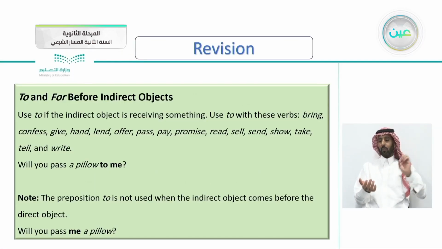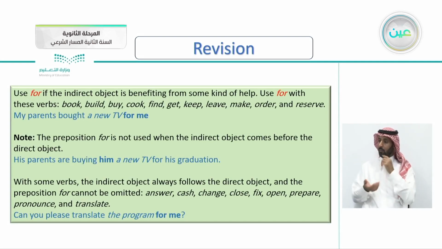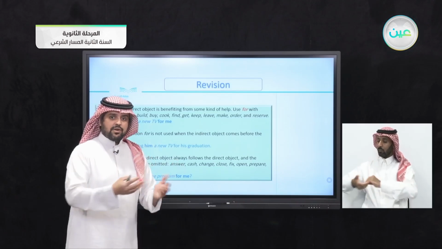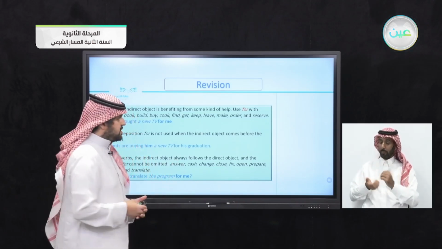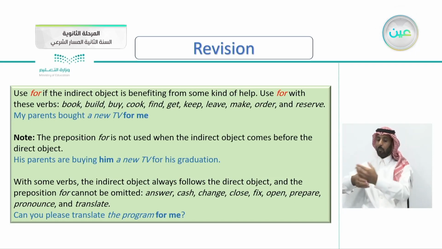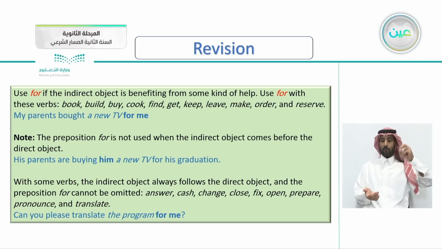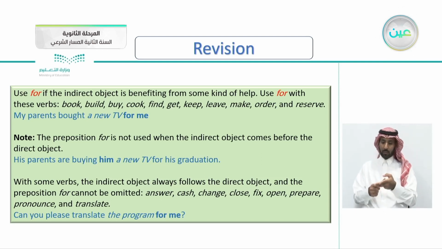whether it's to or for. We use for if the indirect object is benefiting from some kind of help. So we use for most of the time when someone is doing something for someone, helping them as a nice gesture. We use it with verbs like book, build, buy, cook, find, get, keep, leave, and etc. For example, my parents bought a new TV for me. They helped me to buy the TV. The preposition for is not used when the indirect object comes before the direct, as mentioned before.